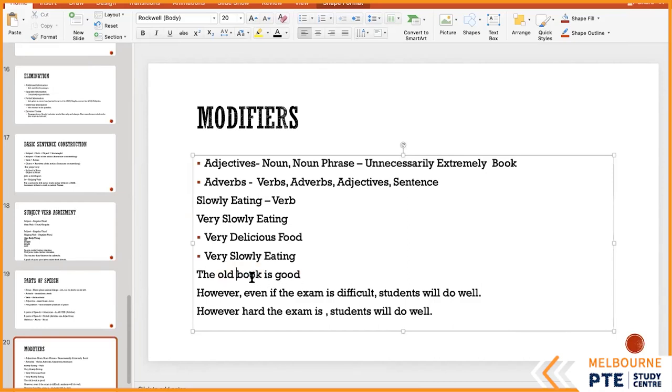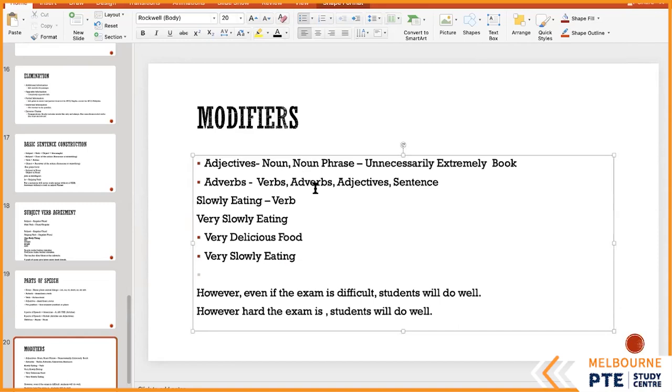Got it? But if I say an adjective is modifying an adjective, can I say the sentence like this? The book is old, good. Can I say that? No. Why? Because an adjective doesn't modify an adjective. It modifies a noun phrase. A noun phrase has an adjective and a noun. But in here, because I don't have a noun, I cannot say that an adjective modifies an adjective. It's wrong. Whereas for adverbs, adverbs can actually modify just adverbs. All right? Is it clear? Okay.